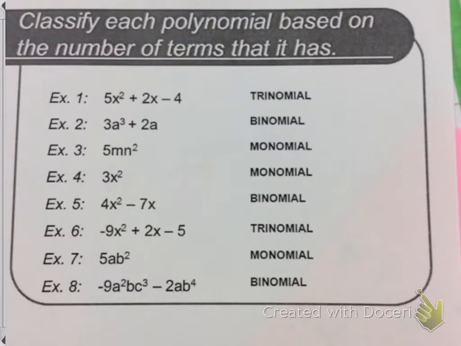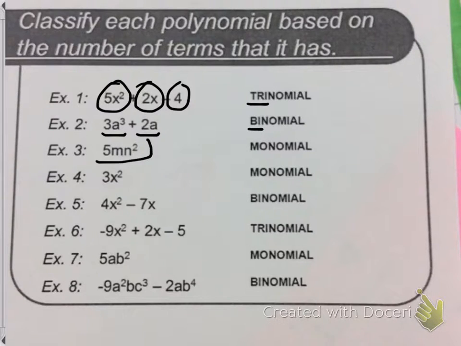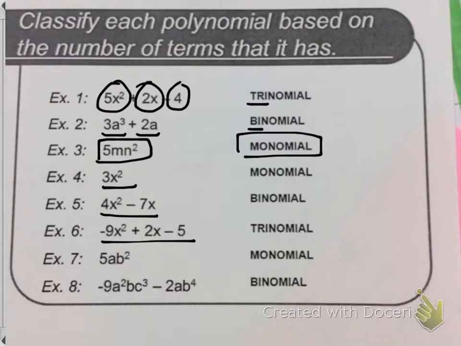Another way we classify polynomials is by the number of terms they have. Because this has 1, 2, 3 terms, it is called a trinomial. This has 2 terms, it is called a binomial. This has 1 term, there's nothing separating it with addition or subtraction, so it is a monomial. So monomial, binomial, trinomial, monomial, and then 2 parts to this one, so binomial.